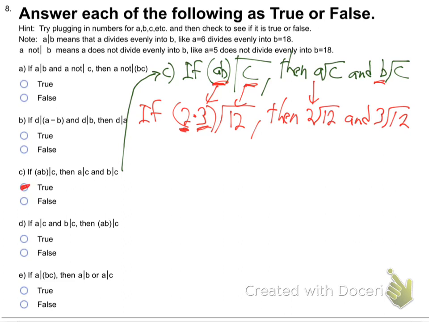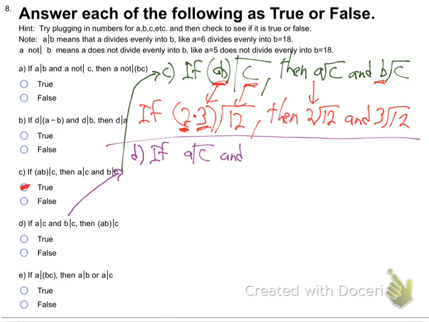I know I'm just concluding it quickly, but you could try it again and again. It'll always be true. Let's go on to D. It says, if A divides into C and B divides into C, then AB will divide into C. Okay, let's try some numbers.